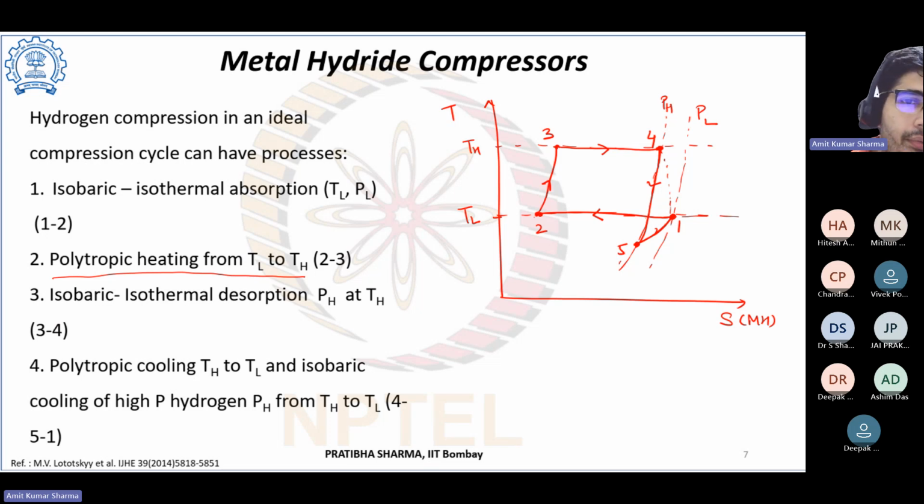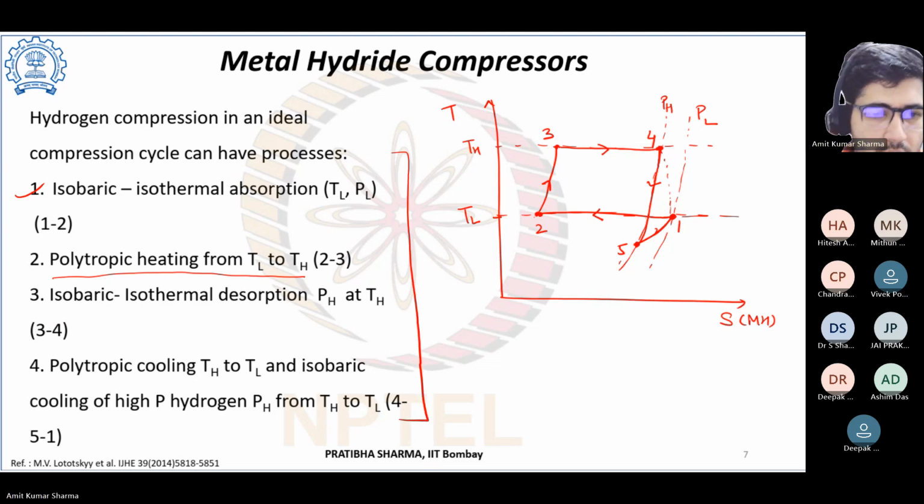If you see in a process diagram, it's a TS diagram. The hydrogen compression is an ideal compression cycle, and can have these four processes: isobaric from 1 to 2, then polytropic heating, then isobaric isothermal desorption, then polytropic cooling. So these can be divided into these four processes. For more details, please refer to the class notes.